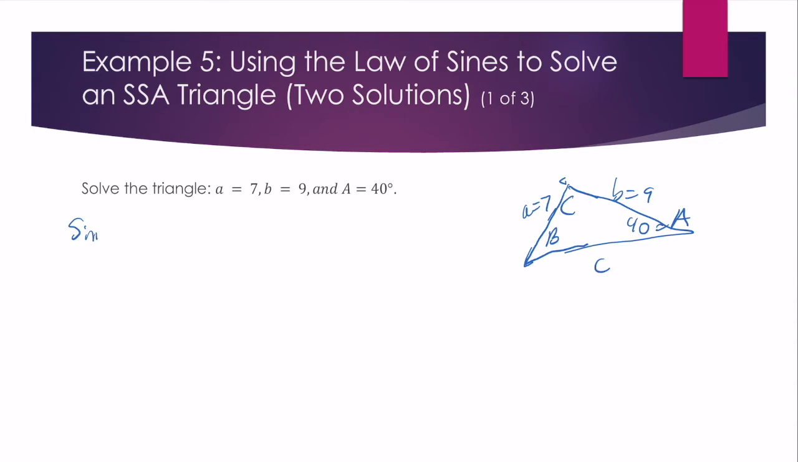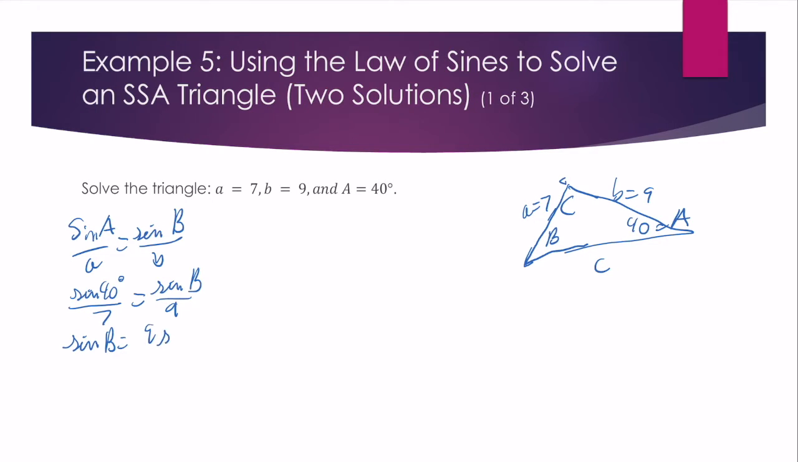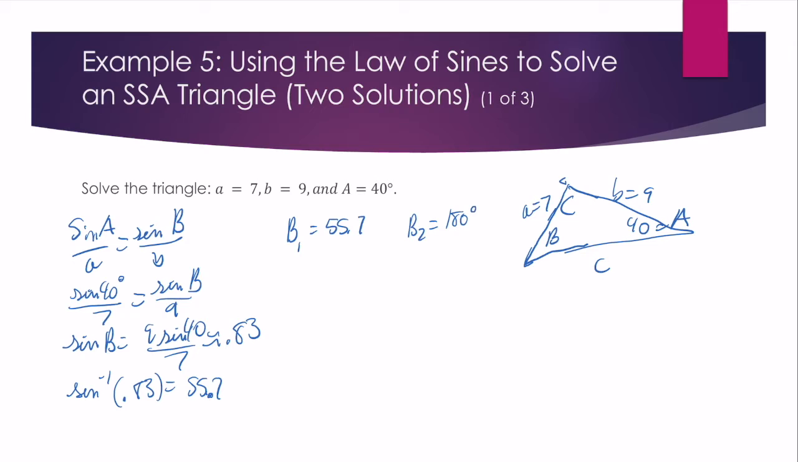I know sine of A over a is sine of B over b. So sine of 40 degrees over 7 equals sine of B over 9. So sine of B is 9 sine 40 over 7, which is about 0.83. It's less than 1, so we know we have a triangle. Sine inverse of 0.83 gives me 55.7, so B1 is 55.7. A plus B1 is still less than 180 degrees, so we know it'll work. I'm also going to have a B2, which is 180 degrees minus 55.7 degrees, which is 124.3 degrees. 124.3 degrees plus A is still less than 180, so I have two possible triangles.